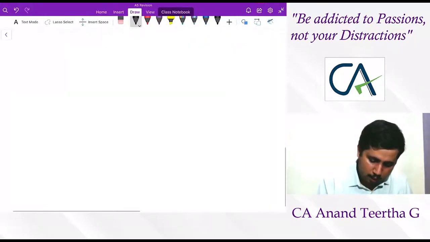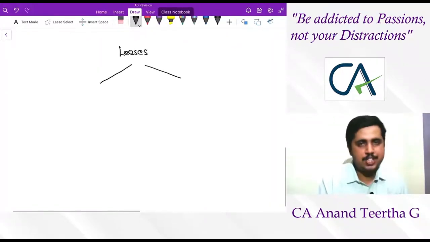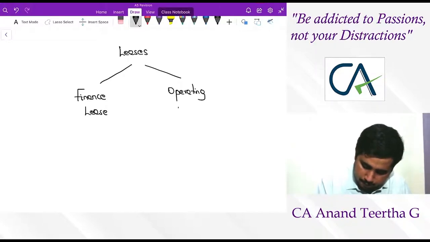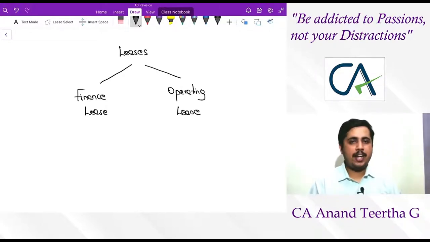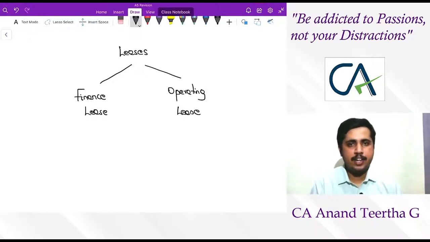For the accounting requirement, leases are supposed to be classified into two. Classification: what type of lease do we have? First, we have finance lease. Then you have operating lease. So it is going to be either a finance lease or an operating lease. Now the point comes, what do we mean by finance lease and operating lease? First, why is there this classification? Because the accounting requirements of these two leases are different. For accounting needs only, this classification has taken place.